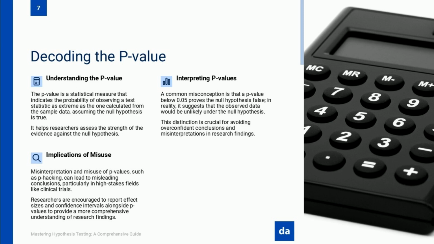This approach acknowledges the uncertainty inherent in statistical estimation and provides more nuanced information than a simple significant or not significant dichotomy. Recent criticisms of p-values have been further fueled by the replication crisis in science. Many studies with significant p-values have failed to replicate in subsequent research, casting doubt on the reliability of p-values as a measure of scientific truth.